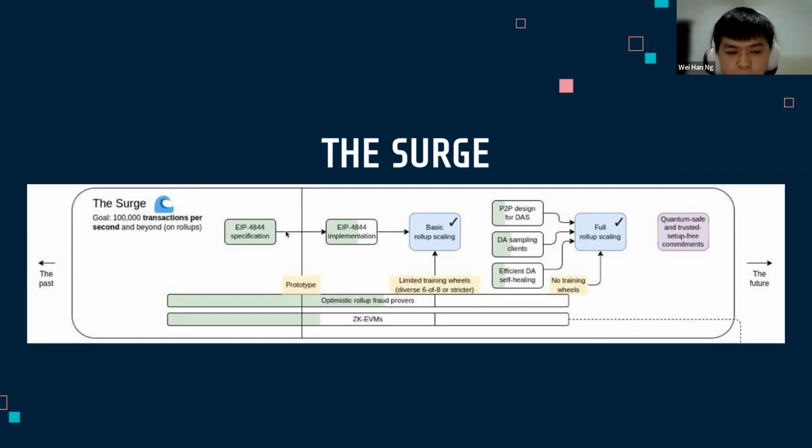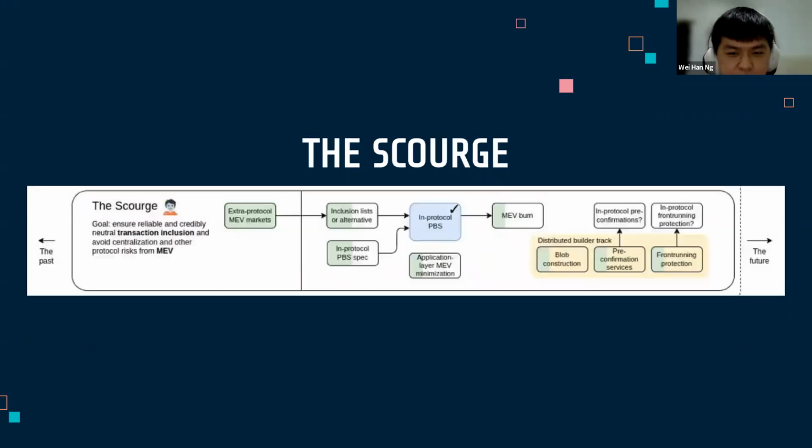And one of the most famous, the most talked about, the latest trend is EIP 4844, proto-danksharding. Yeah, it's also very complicated. Maybe we can have a session to talk about it in the future. Yeah, but next, the Scourge. I don't know how to pronounce this.